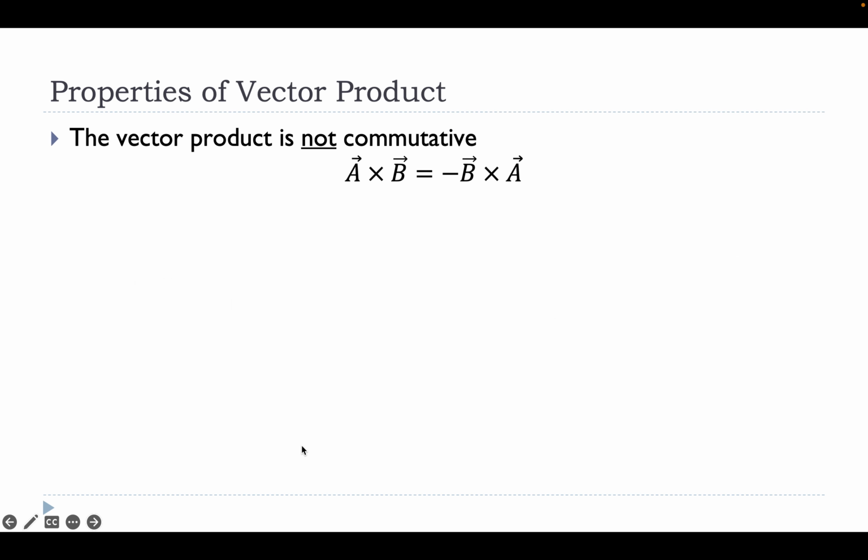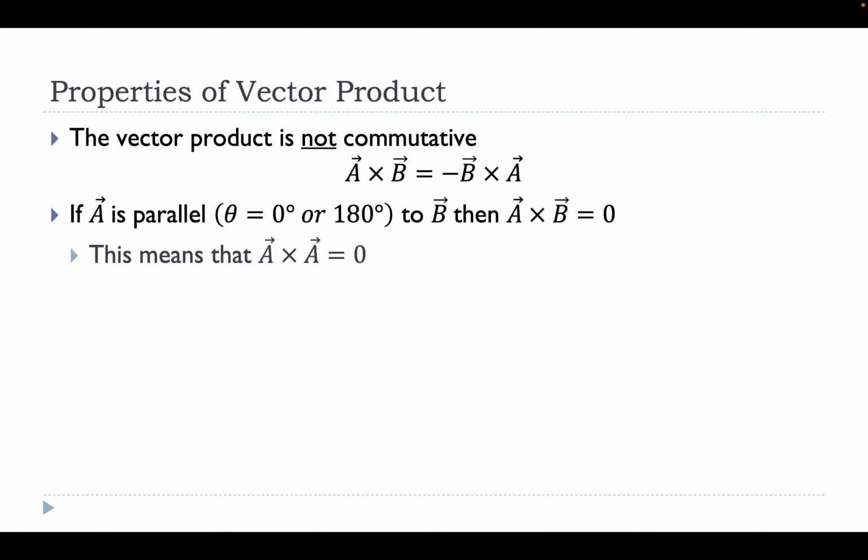Well, it turns out the vector product is not commutative. In other words, the order that you multiply the vectors according to the vector product does matter. So if you take A cross B, it's exactly the negative of taking B cross A. You could actually use your right hand and imagine starting with vector B and crossing it into vector A, and your hand would have to be reversed in order for that to happen. So it would give you exactly the opposite direction.